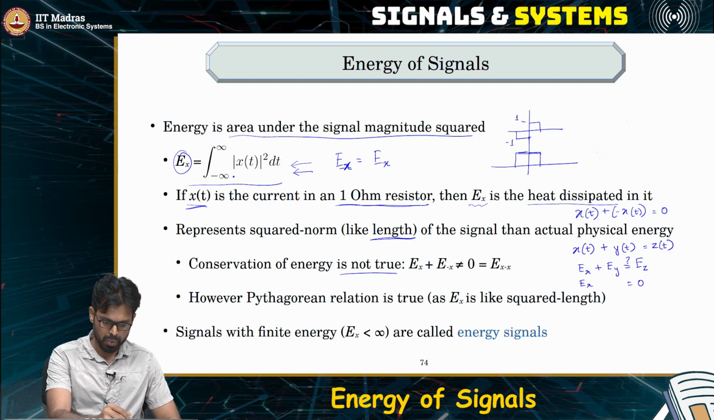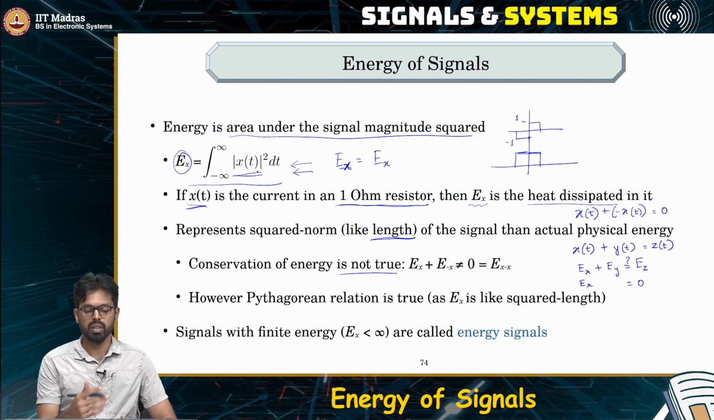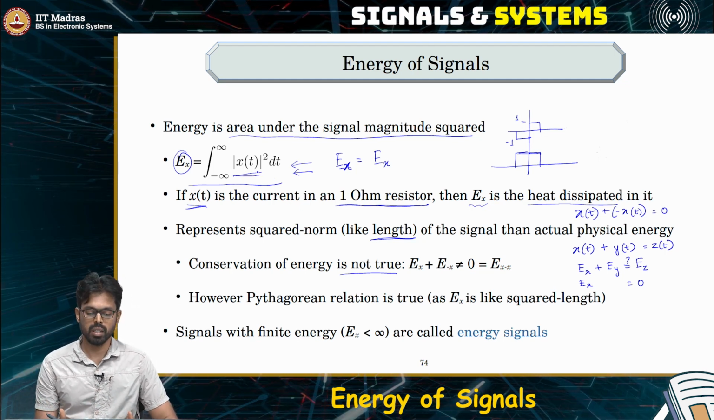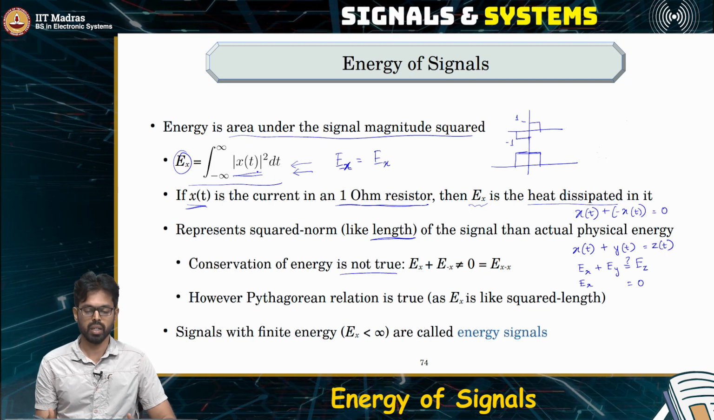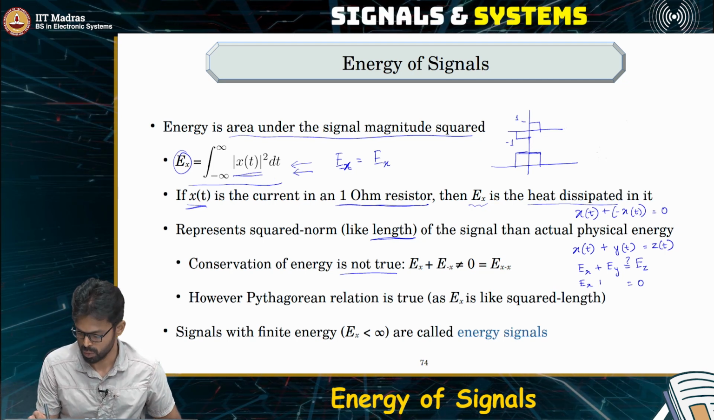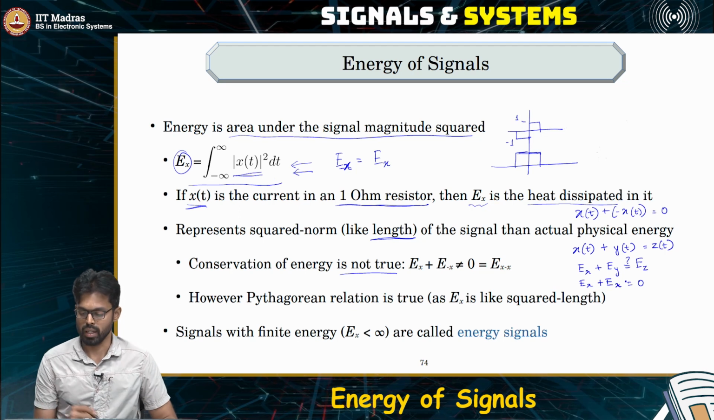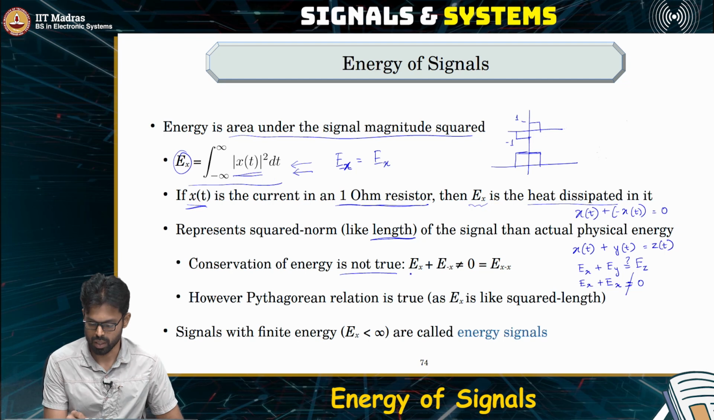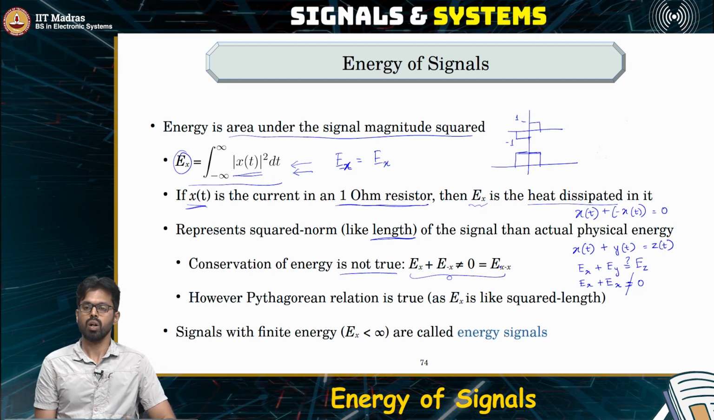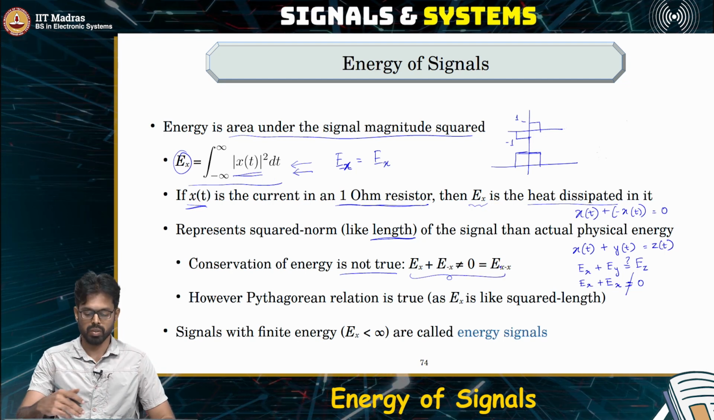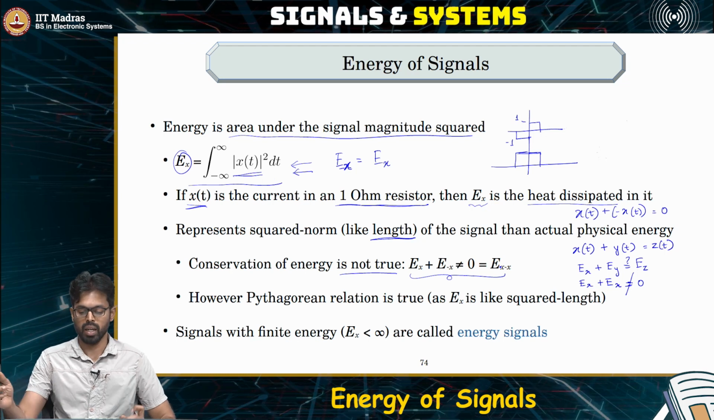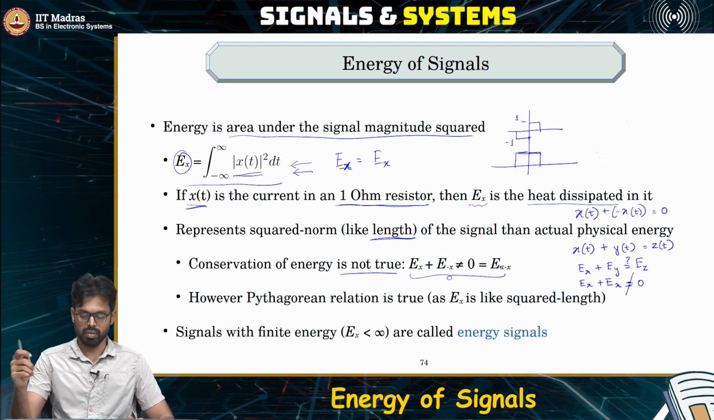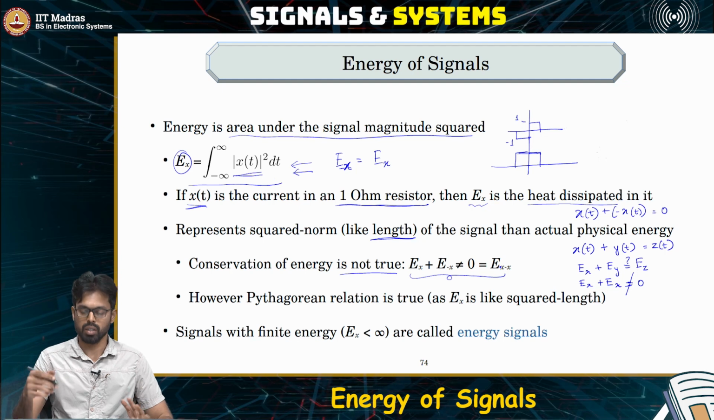Since you are computing the squared magnitude, even if you take the negative of the signal, it will still have the same squared magnitude, hence the energy is the same. So you get Ex here, and this is not true, right? That's what we are saying here. So it is not true. So there is no conservation of energy. Don't treat it like the energy that we typically see in physics, and that does not apply here.